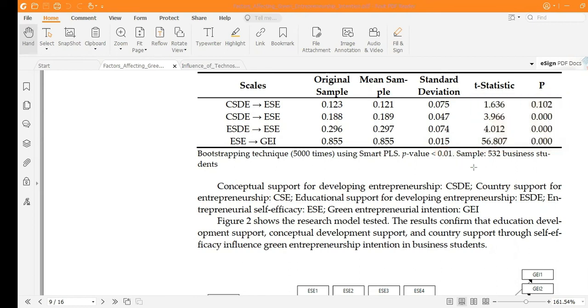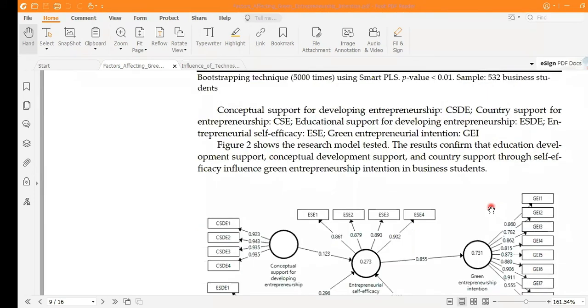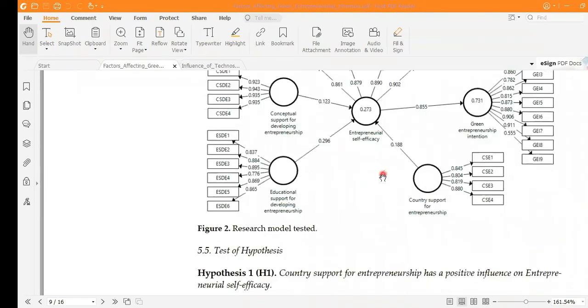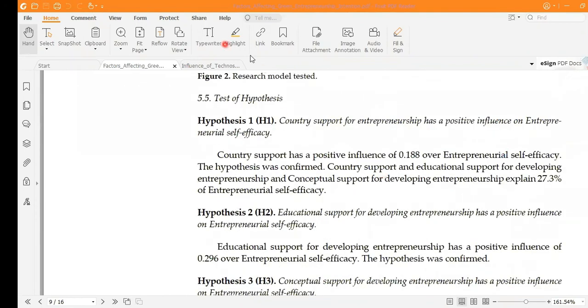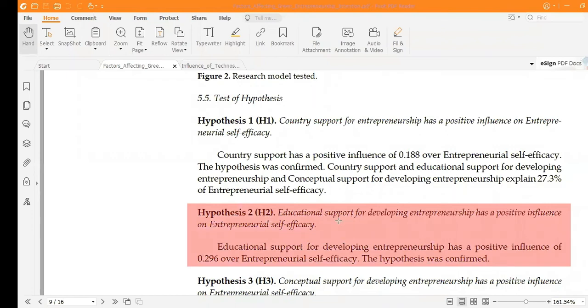Okay, and then how are they reporting? So this is the result of the path model. For example, if we are working on hypothesis 2, educational support for developing interpretation has a positive influence on interpretation self-efficacy. This is our hypothesis, and educational support for developing interpretation has a positive influence, 0.296 for intervention. So the hypothesis has been confirmed.